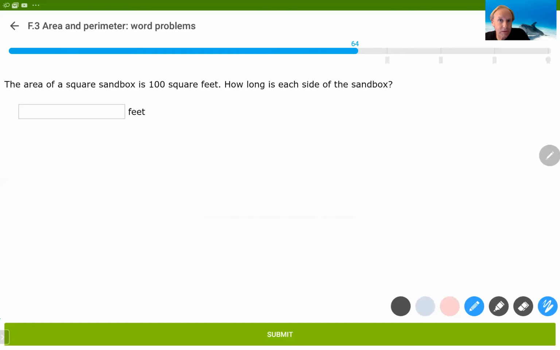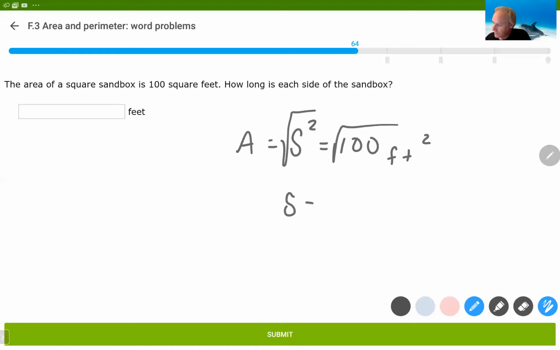100 square feet, how long is each side? Well, 100 square feet is the area. So area equals s squared, and that is 100 feet squared. If we take the square root of both sides, you get s is equal to 10 feet.